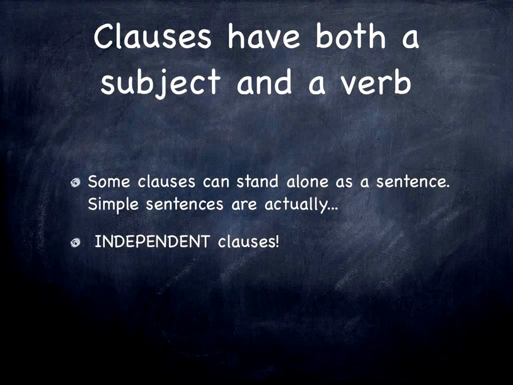Simple sentences are actually just independent clauses. For instance, the old standby, "See Spot run." That is an independent clause because it can stand alone. Of course, it does have an understood "you": "You see Spot run." But still, since it makes sense by itself, it's called an independent clause.